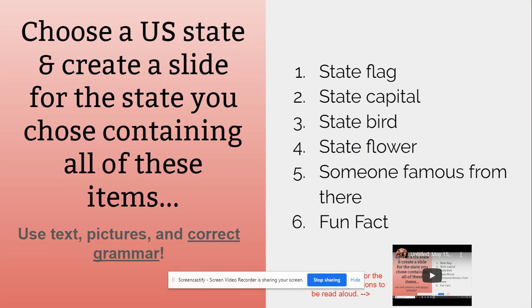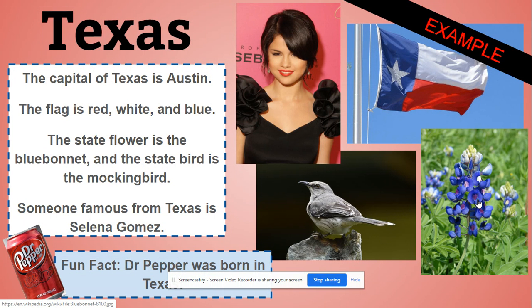You will choose a U.S. state. You will create a slide for the state that you chose containing all of these 6 items that are located right here to your right. This is an example slide for Texas. You will notice that all 6 components on the previous slide are on this slide.